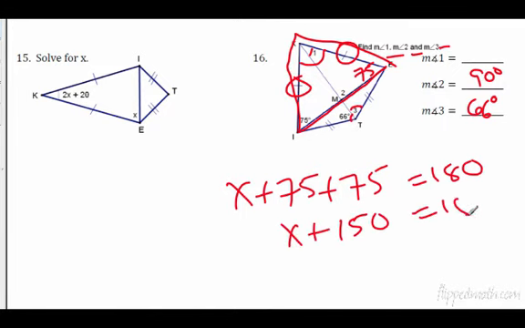All right, 180. x equals 30. But remember, that's the entire angle. We need half of it. So we're going to get 15 for this one. Whoo! That was fun stuff.